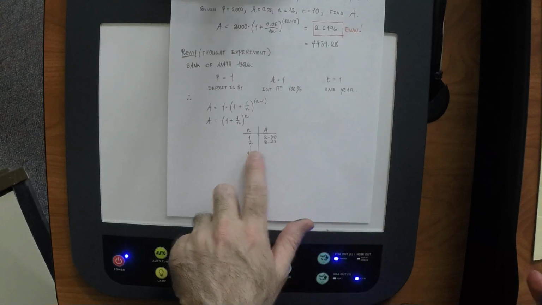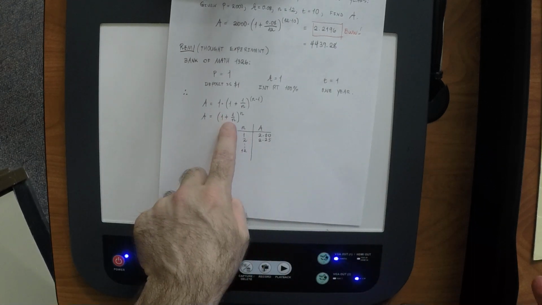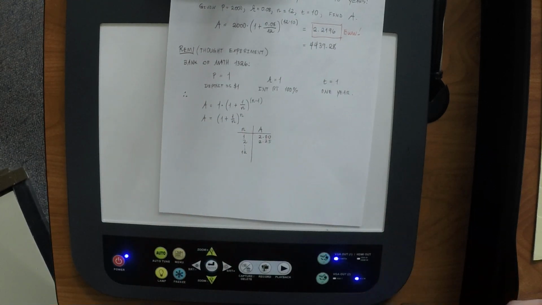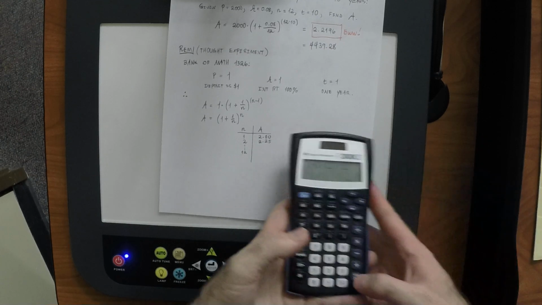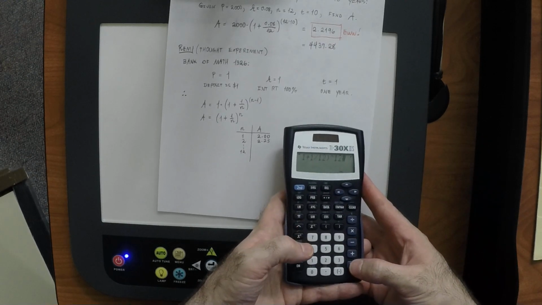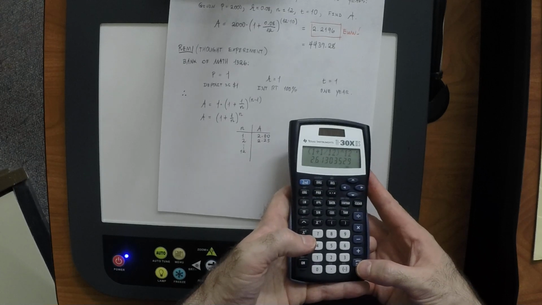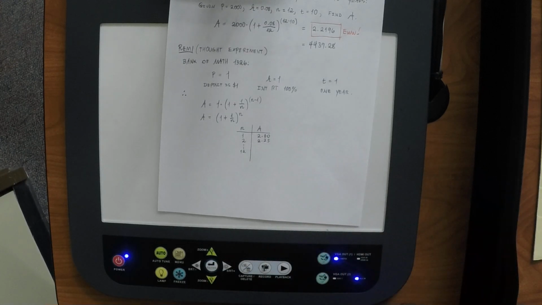So what's going to be the final account balance according to this formula if we plug in 12? Well, 1 plus 1 over 12, raised to exponent 12. Okay, well it says 2.61. Oh, that's nice, isn't it? It's going up.